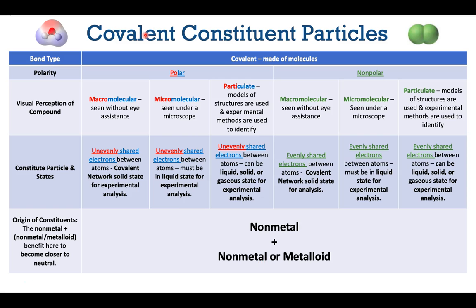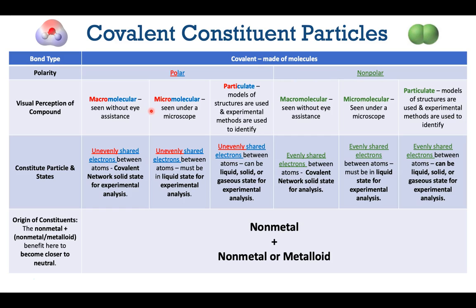Now we have covalent constituent particles. Covalents are made of molecules. We have the polarity: some are polar, some are nonpolar. And we have the origin of the constituents. How are they formed? Well, we have nonmetals plus a nonmetal or metalloid. That's all you need to remember. So we have polar. Remember, polar covalents have partial positives and partial negatives. Nonpolar have no charges at all.